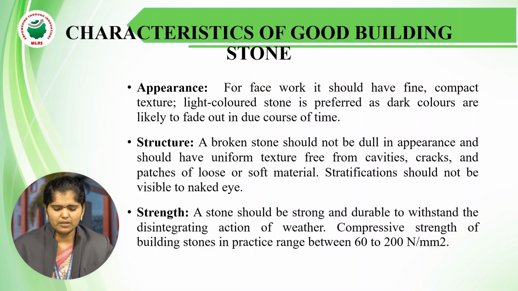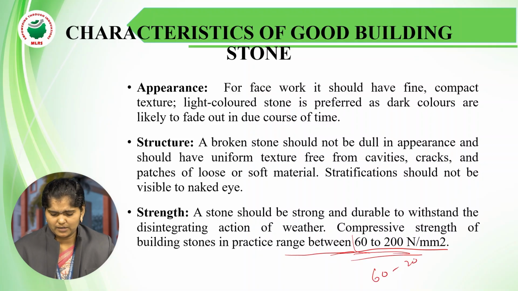Structure: broken stone should be dull in appearance and should have a uniform structure, free from cavities, cracks, and loose or soft materials. And strength: the stone should be strong and durable, and withstand the destructive action of weather. Compressive strength of building stone ranges from 60 to 200 Newton per mm square. Normally the stone strength is between 60 to 200 Newton per mm square.